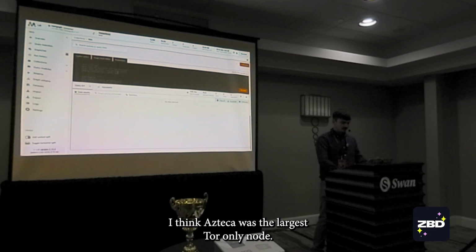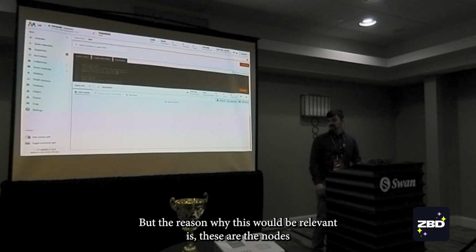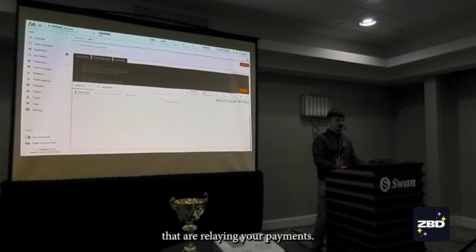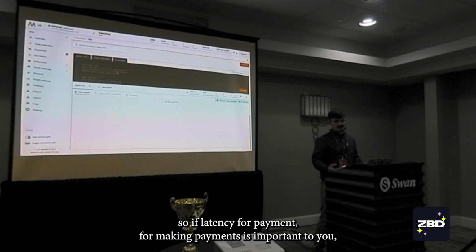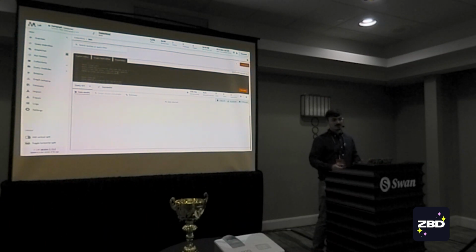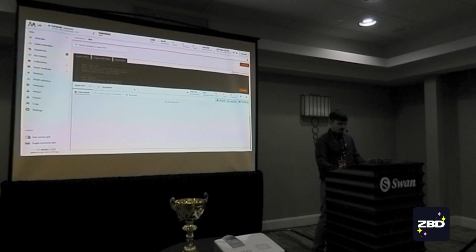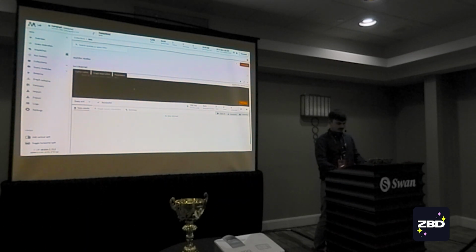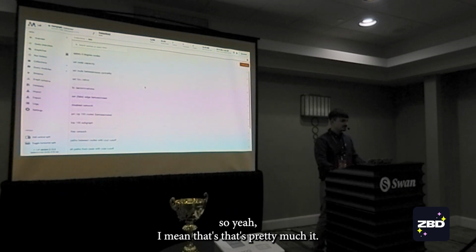I think Azteco is the largest Tor-only node. But the reason why this would be relevant is these are the nodes that are relaying your payments. So if they're using ClearNet, there's going to be a lower latency versus if they're using Tor. So if latency for making payments is important to you, you would want to stick to ClearNet only nodes. So yeah, I mean that's pretty much it. Any questions?